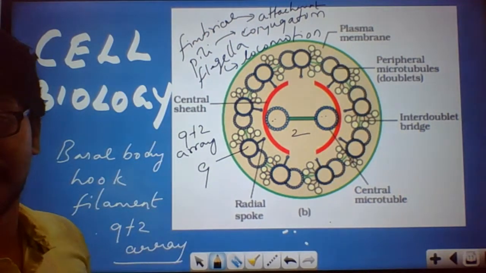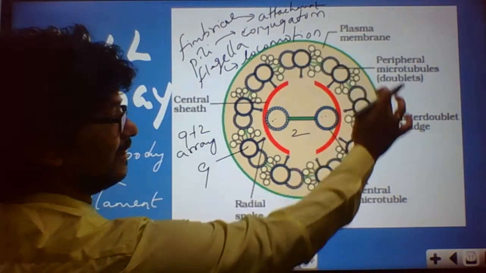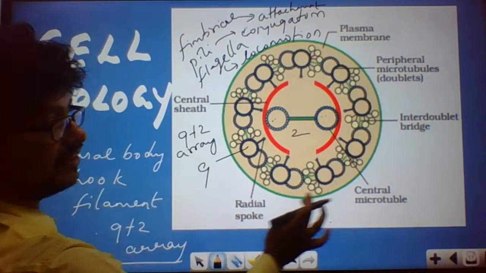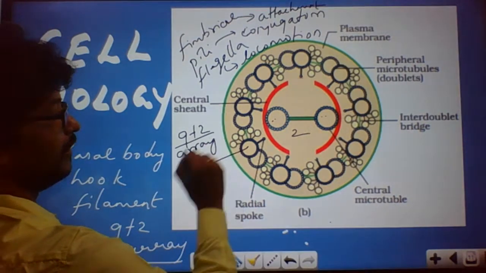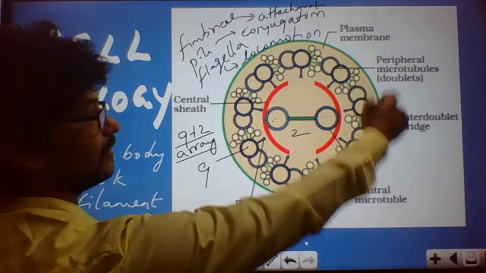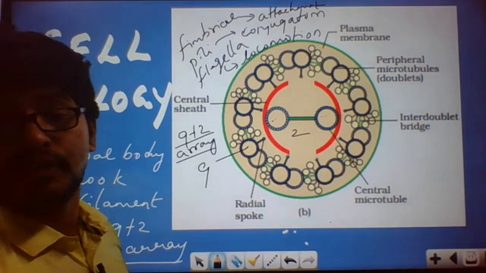Array means the arrangement. We're talking about how this is getting arranged. So these 9 tubules are arranged in the outer part, and these 2 at the center. So the array we're talking about is the 9 plus 2 array: 9 in the outer circle and 2 in the middle part. So this gives a 9 plus 2 array.